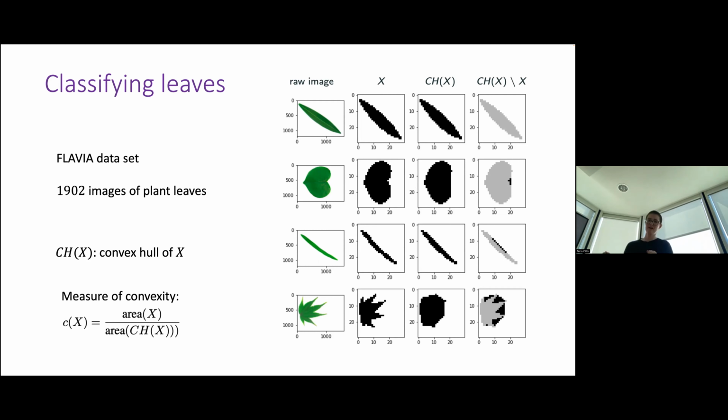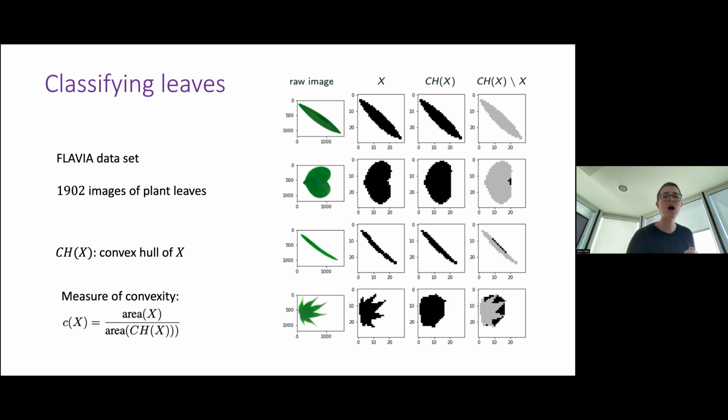What we did here is we considered a measure of convexity that is given by the area of the image, so the pixelated black area, divided by the area of the convex hull. The convex hull you have depicted here. And this is a measure of convexity that has been shown to be very useful in the morphological classification of, for example, plants and so on.